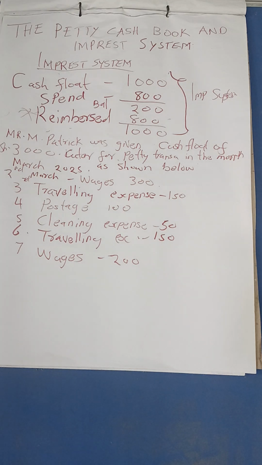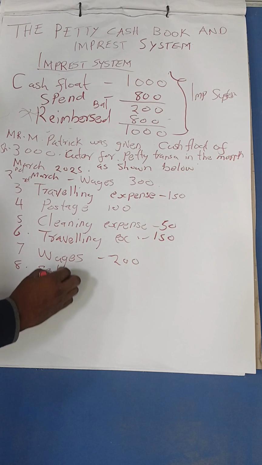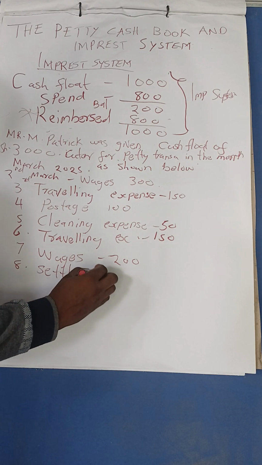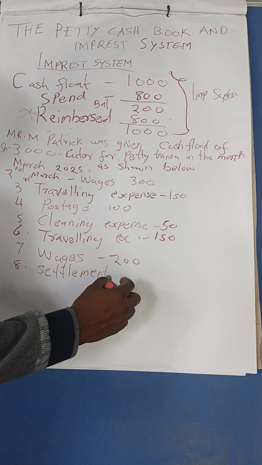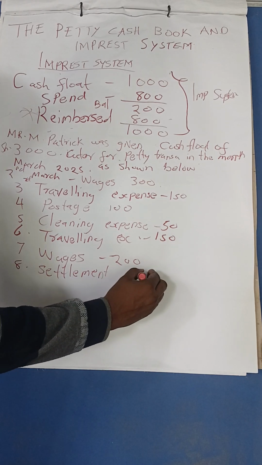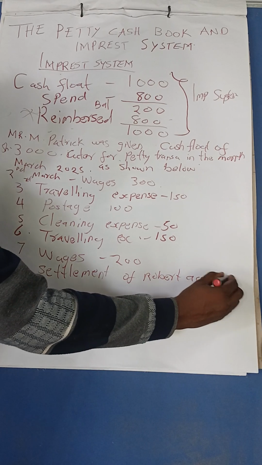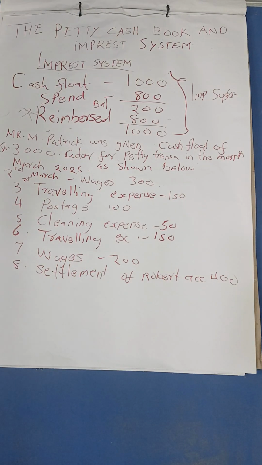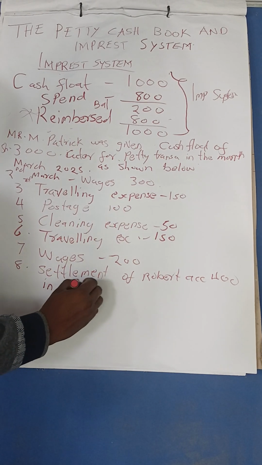Then we are being told we made a settlement of Robert's account, that is a creditor. A settlement on the 8th. Maybe this guy supplied the business with, let's say, bananas at lunchtime, costing 400. So the petty cashier was supposed to settle this guy. The settlement of Robert's account costing 400 is in the purchases ledger. I'll show you how we treat this in the purchases ledger.